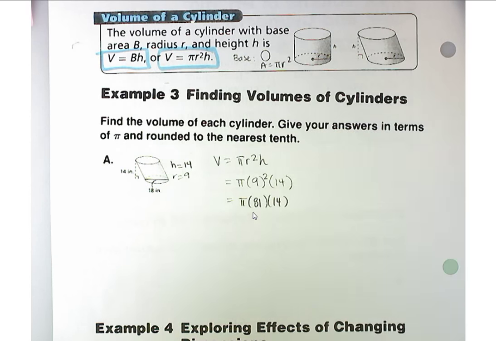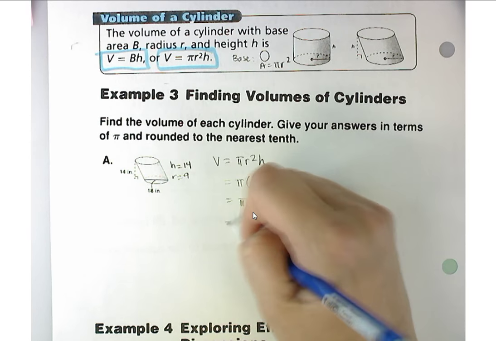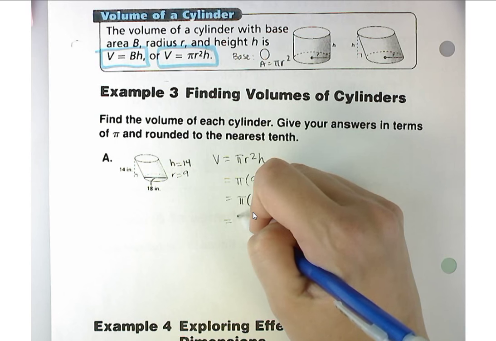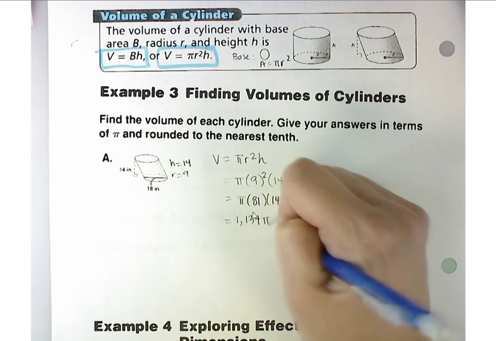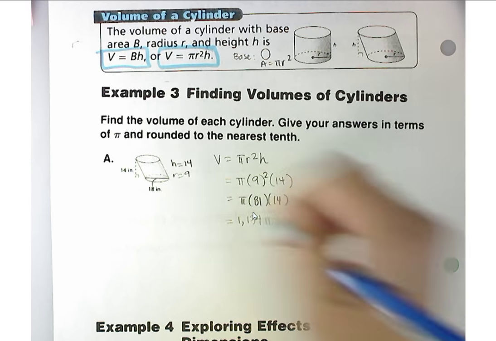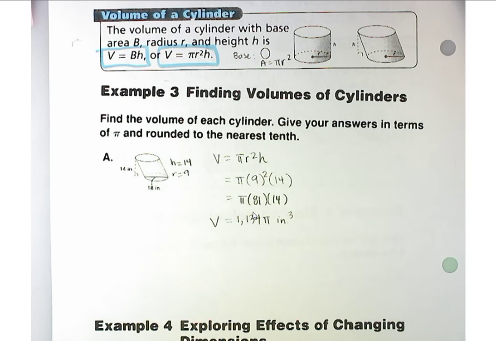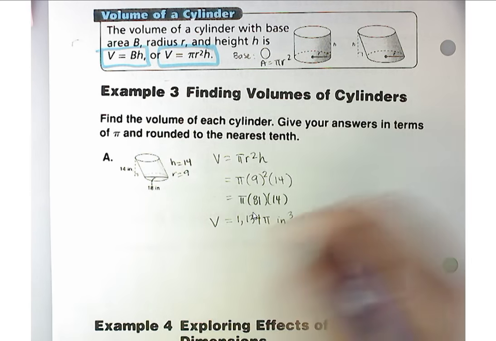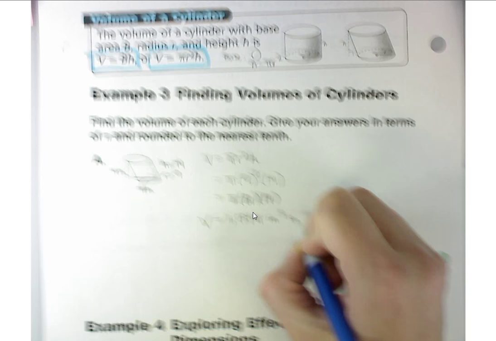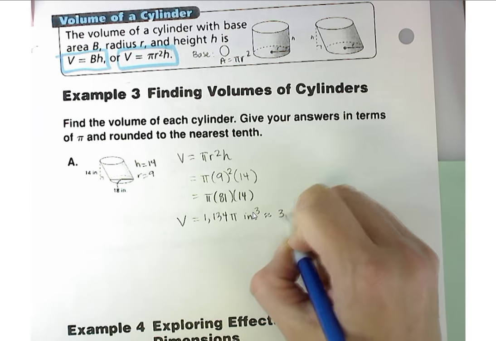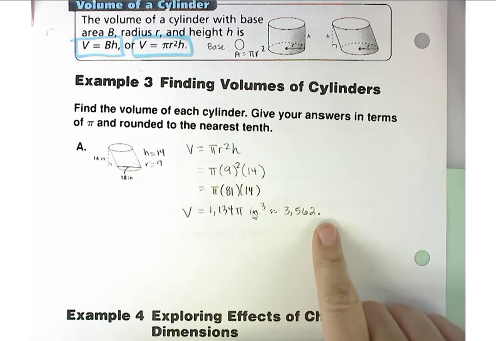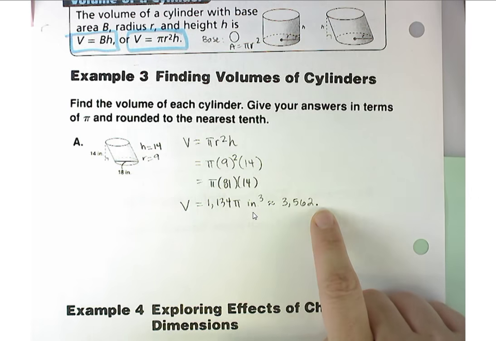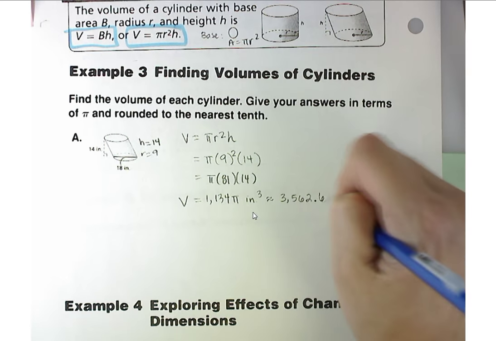And Jana, what do we get when we do that calculation? Did you get 1,000? Yeah. Okay, good. So 1,134 pi, and then of course that's going to be inches cubed. And then it says we also have to round to the nearest tenth. So I'm going to use the pi button in my calculator. So it'd be 3,562 point, what's my decimal going to round to? Yes, okay, 0.6. And then again, that's still inches cubed.